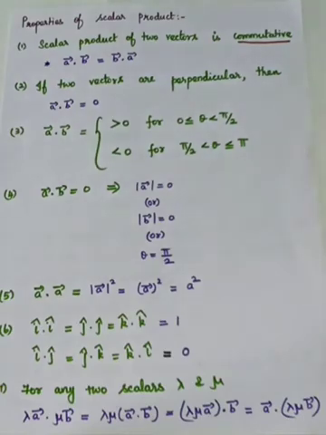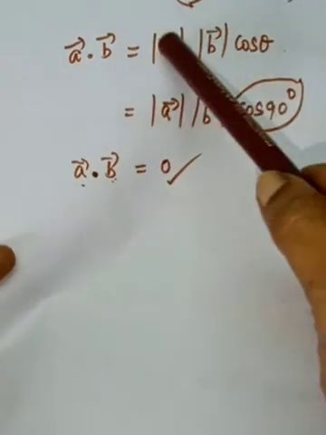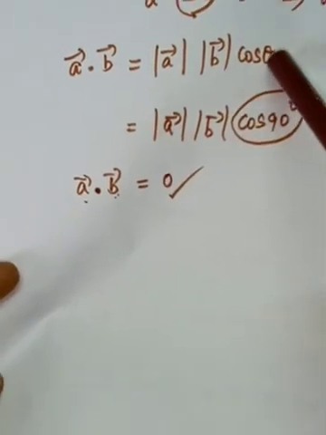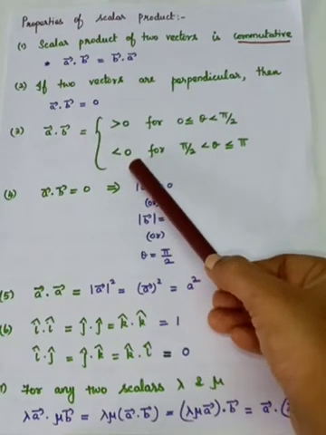In the second quadrant your cos theta is, what is it? Negative. These two are positive. Positive into negative is negative. So therefore your scalar triple product is less than 0.